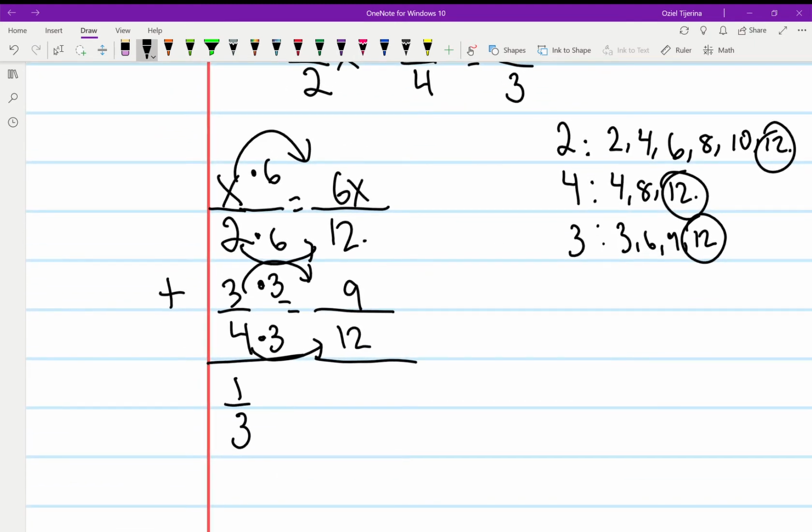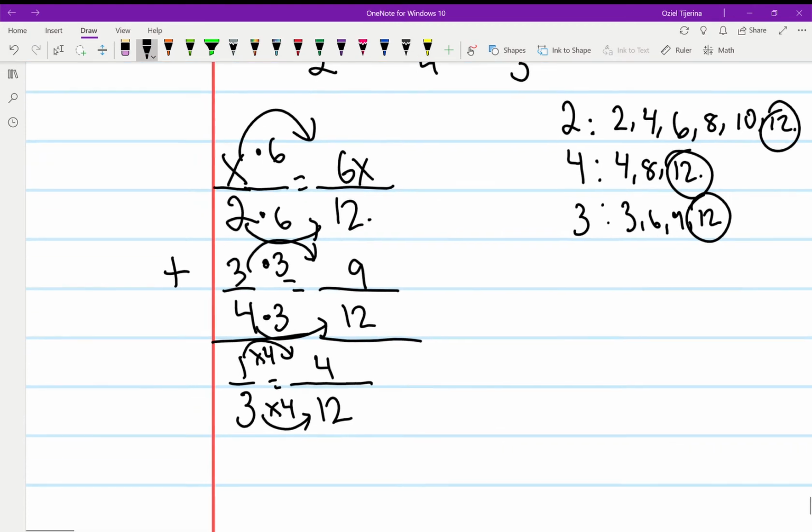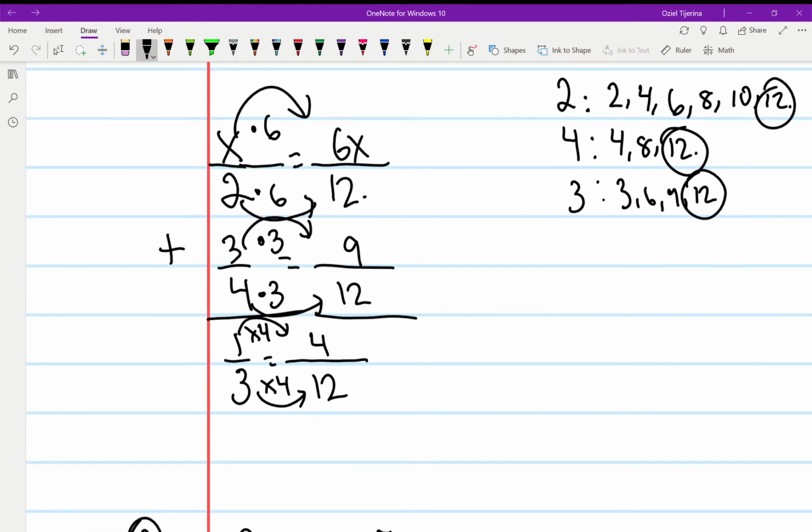1/3 over here, and again we want to put the common denominator of 12. We multiply by 4 over here, and what we do to the bottom, we do to the top, so we have times 4 down here, and then times 4 up here. So then we have 4 over 12. So our new problem is going to be 6x plus 9 all over 12 equals 4 over 12, okay?